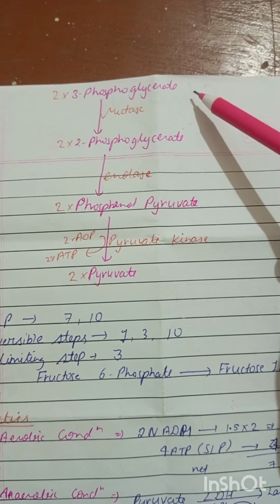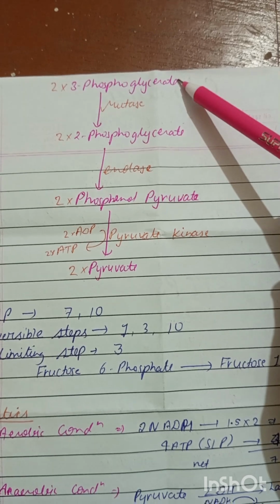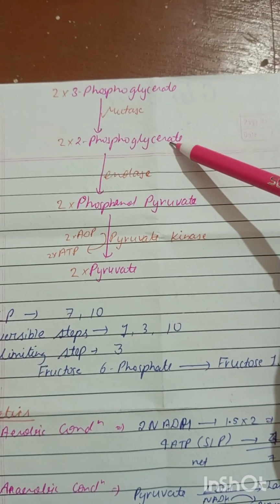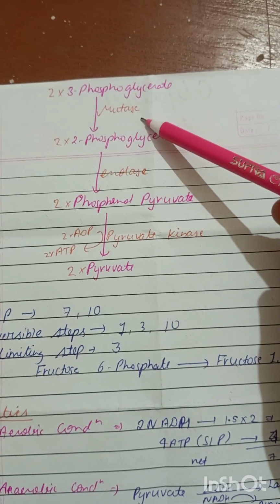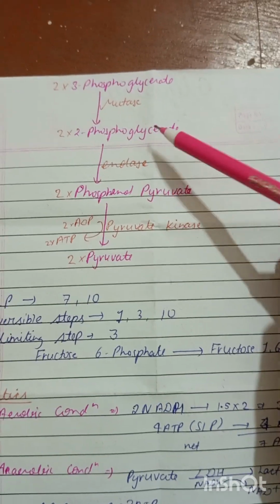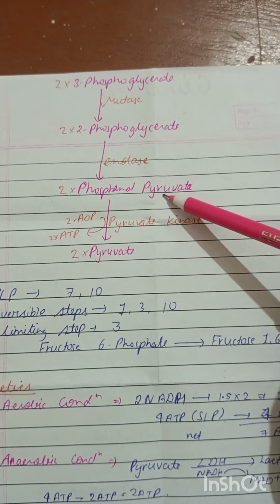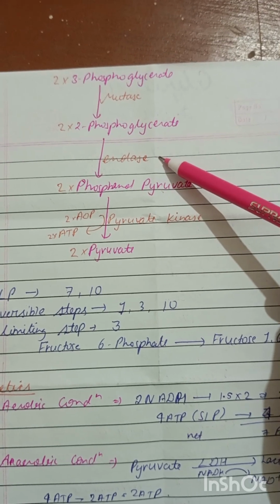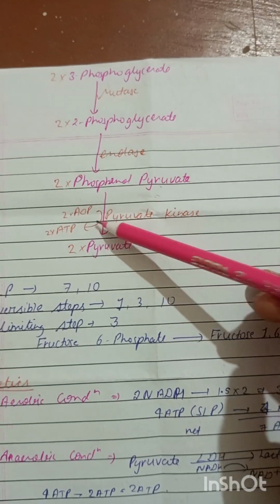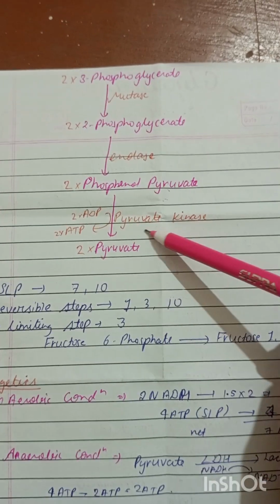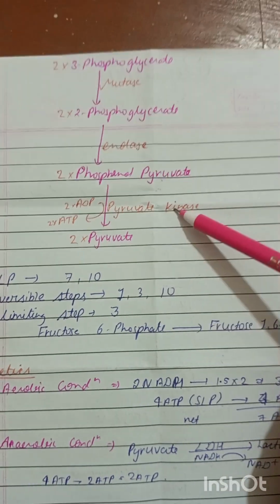Let's come to the seventh step where 3-phosphoglycerate converts to 2-phosphoglyceric acid. It is an isomerization in the presence of the enzyme mutase. Now 2-phosphoglyceric acid converts to phosphoenolpyruvate in the presence of the enzyme enolase. Then phosphoenolpyruvate further converts to pyruvate, and here again 2 ATP are generated in the presence of the enzyme pyruvate kinase.